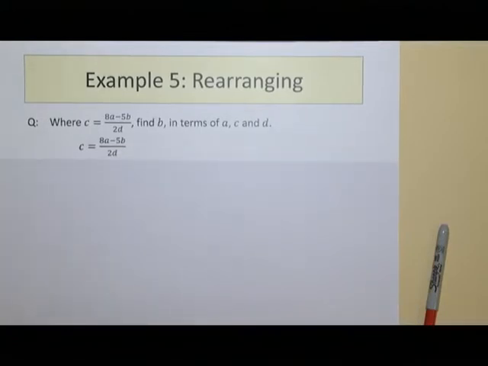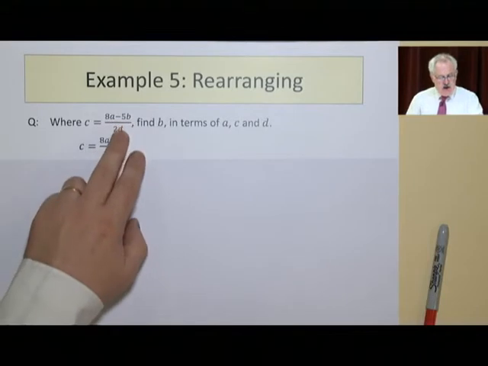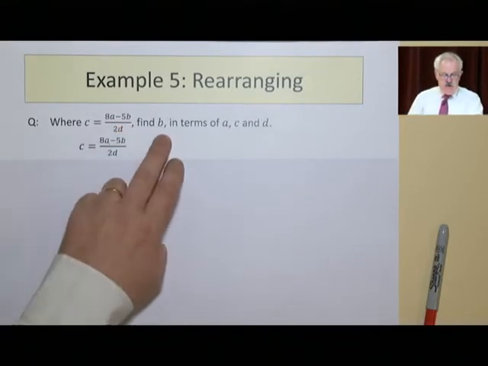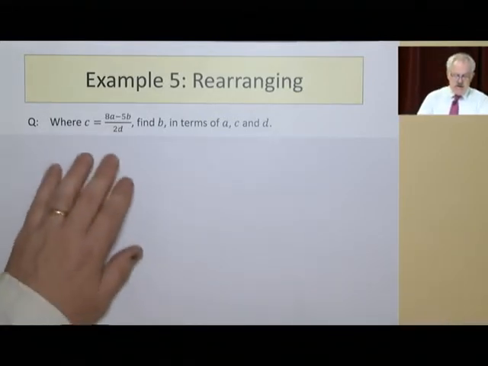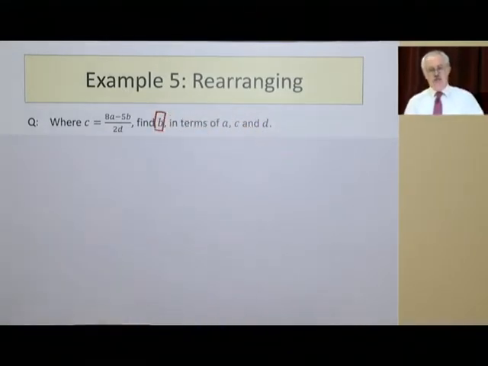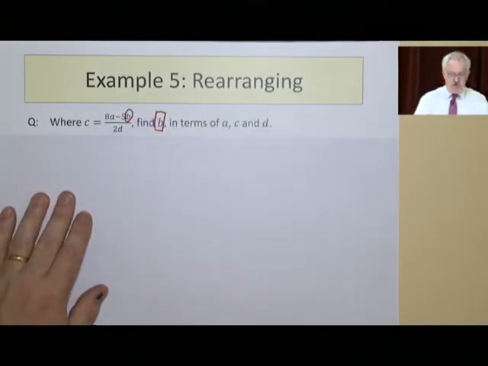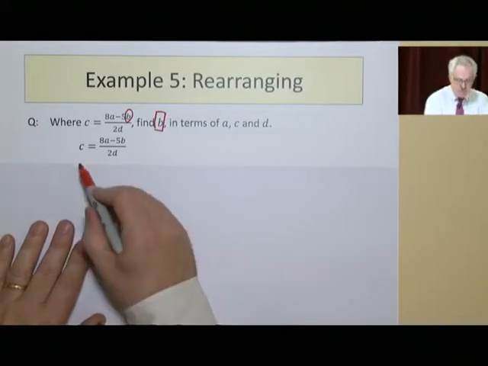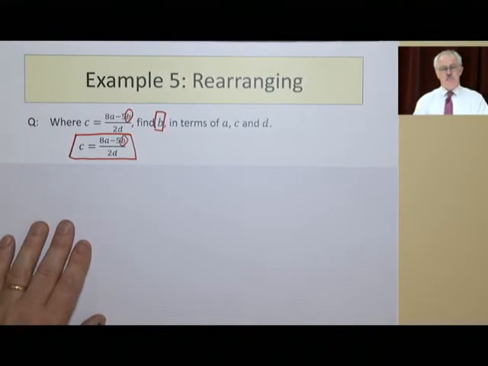We're now going to turn to typical exam formats of this, where they say C is 8A minus 5B over 2D. Find B in terms of A, C, and D. Your focus always is to find what they're looking for, find B in terms of the others. So you're looking for B in this equation. So that's the equation, and you need B.